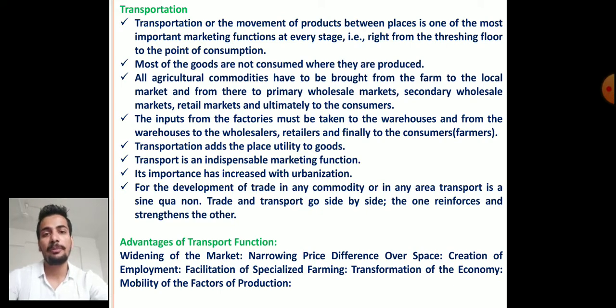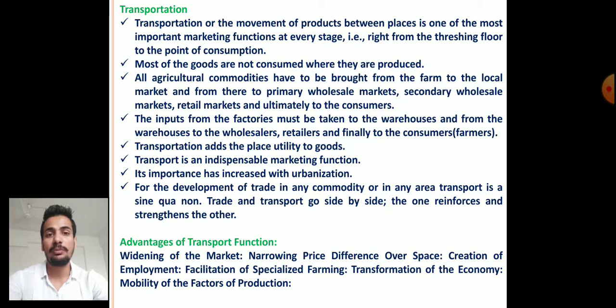For the development of trade in case of any commodity or in any area, we need transportation. Transportation and trade go side by side, the one reinforces and strengthens the other. So trade and transportation are the two sides of one coin. Without one, the other cannot happen.